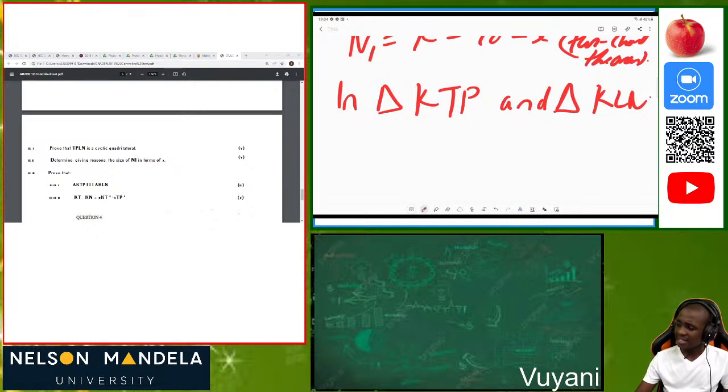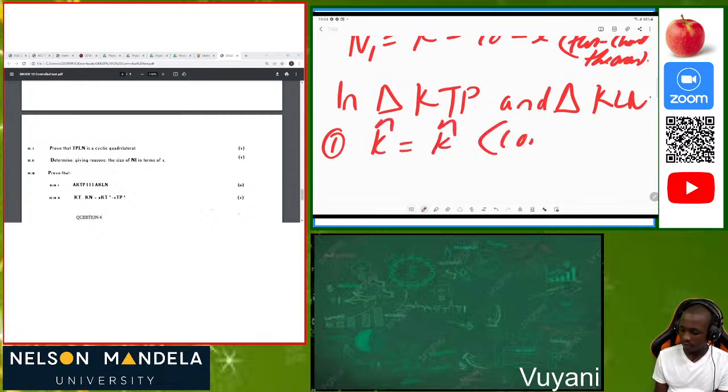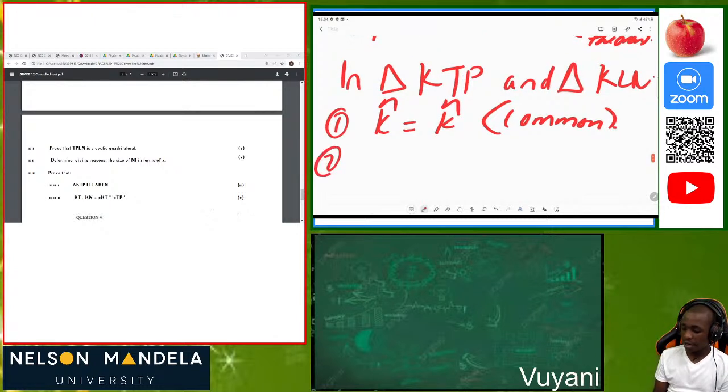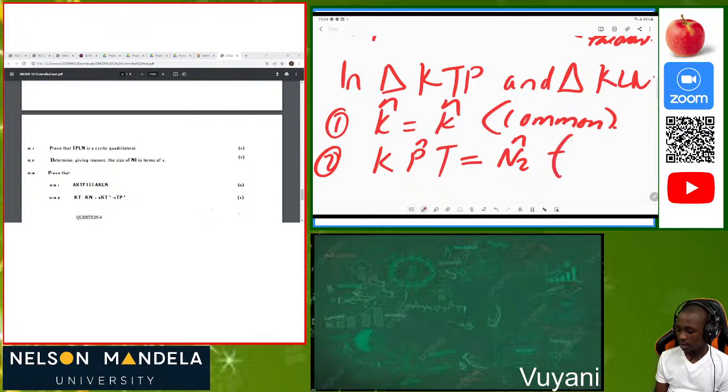we can see that, number one, angle K is equal to angle K. It's common. Angle K is common in both triangles. Number two, we can also see that angle KPT is equal to angle N. They are both equal to 90 degrees.